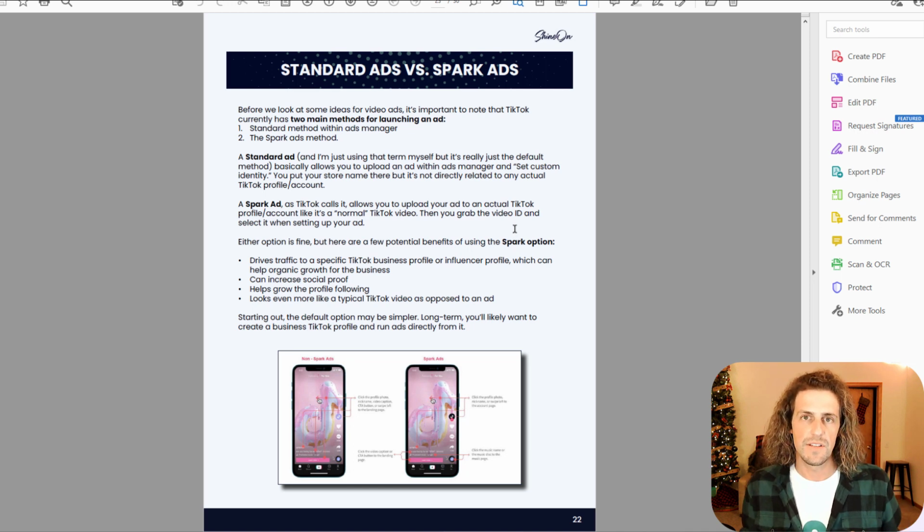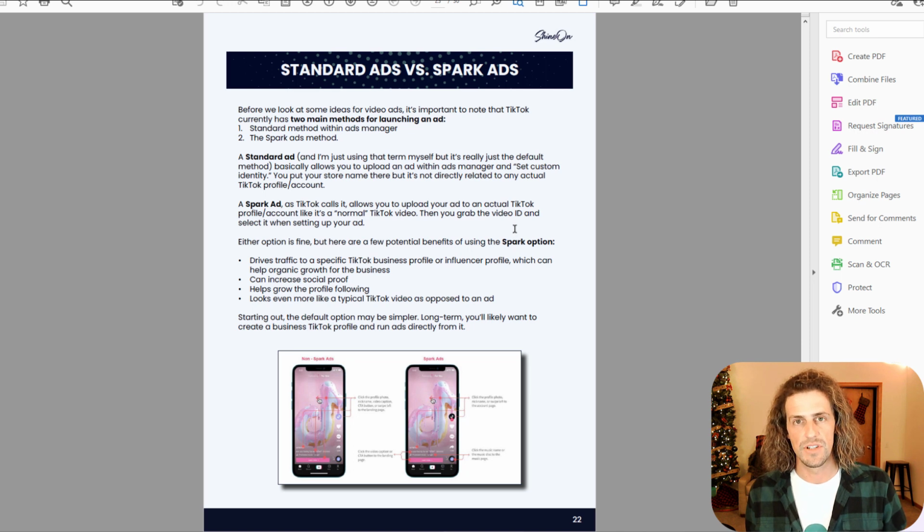So on Facebook, if you ran Facebook ads, you're accustomed to having a Facebook page that is linked to the ad itself. And so people can click through and see your page, and you have to have that in order to run an ad. With TikTok, they've created a way where you don't have to have a profile or page. You can just create the name when you're creating the ad, whatever your store name is, you can just type that in, and it's not actually creating a profile, but it's sort of acting like a profile.